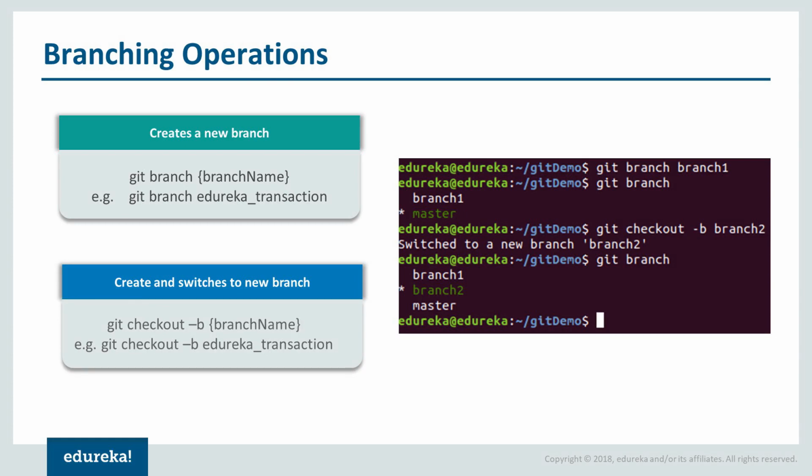We can create a new branch, or we can create and switch to the new branch directly. To create a new branch, we have to use git branch and the branch name. And to create and switch to the new branch with a single command, we can use git checkout -b and the new branch name. So let's try this.